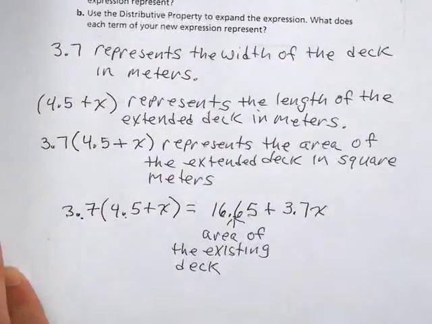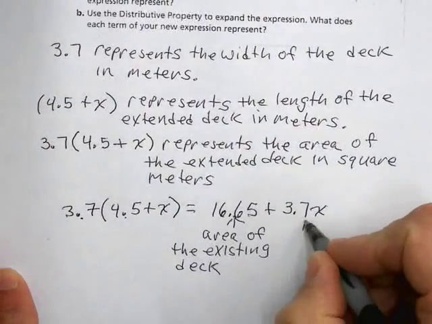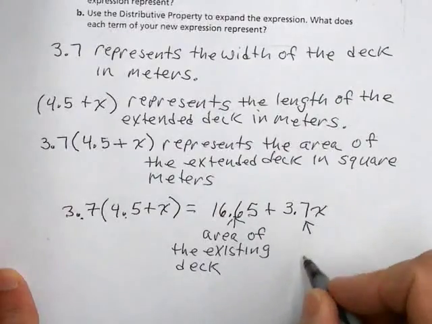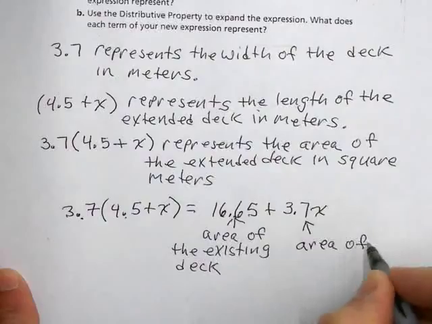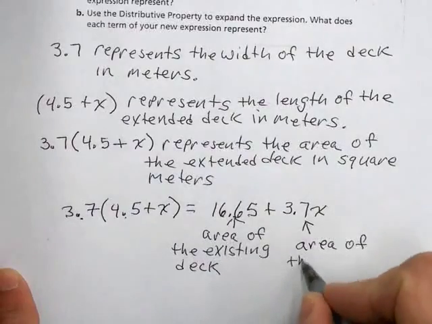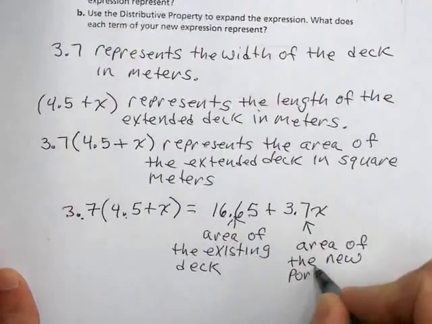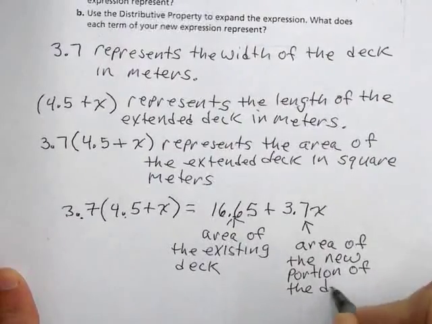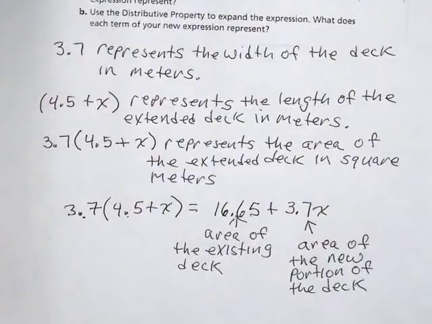And the 3.7x, still we don't know what that x is, but that's okay. What this represents is the area of the new part of the deck. I'm going to say portion of the deck. All right, and that's what we've got.